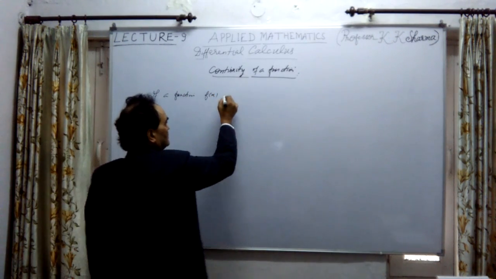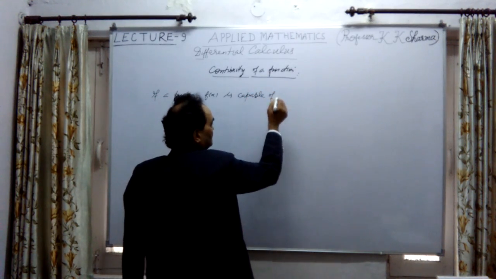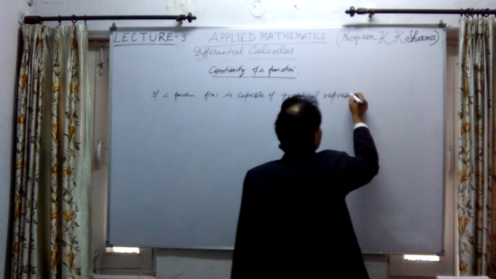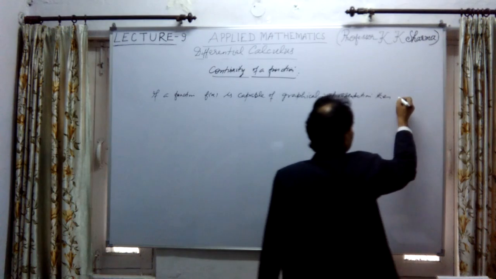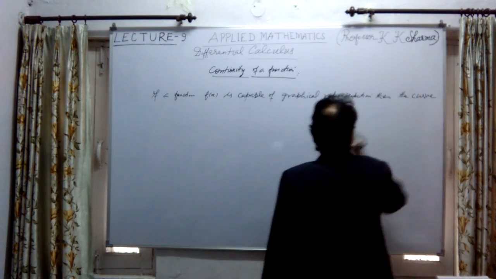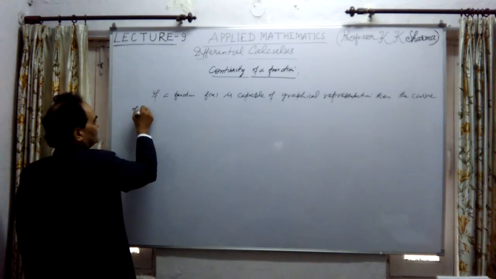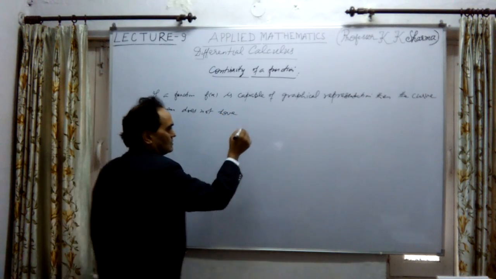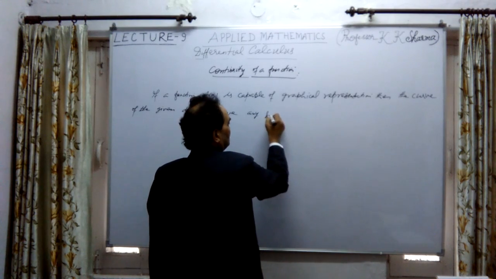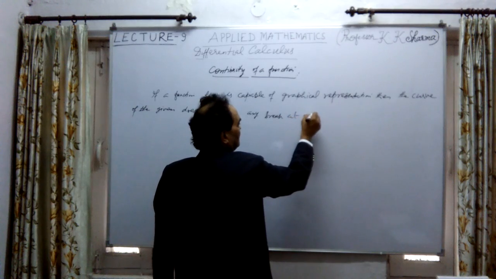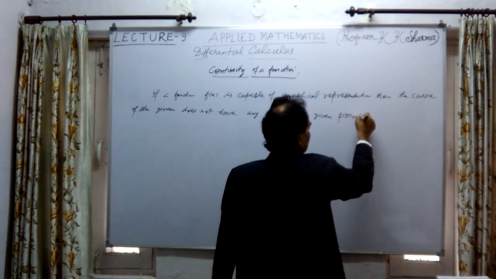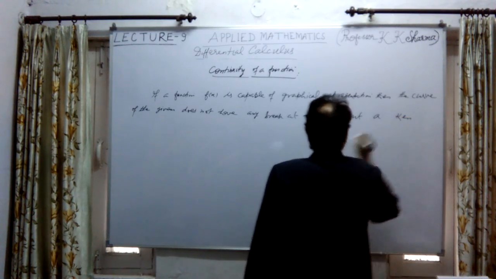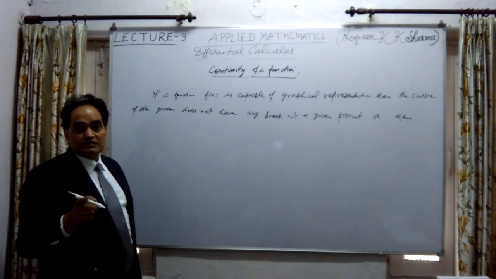If a function f(x) is capable of graphical representation, then the curve of the given function does not have any break at a given point. Let me take a given point A, at x equal to A, then the function is said to be a continuous function, and the point A is said to be a point of continuity.